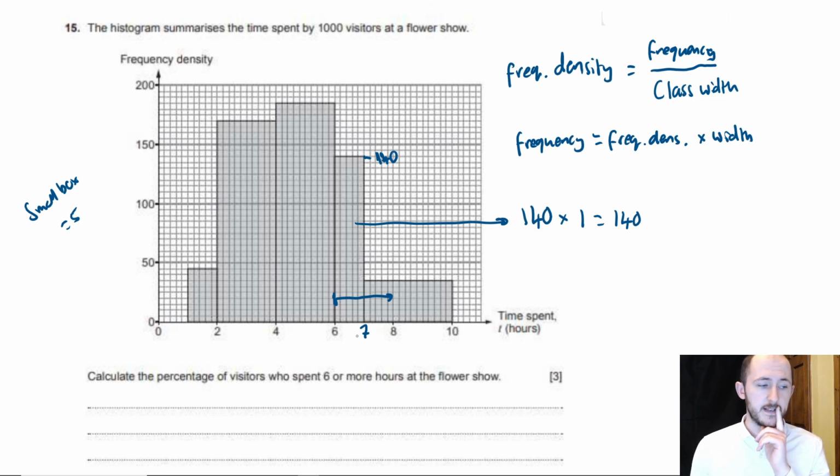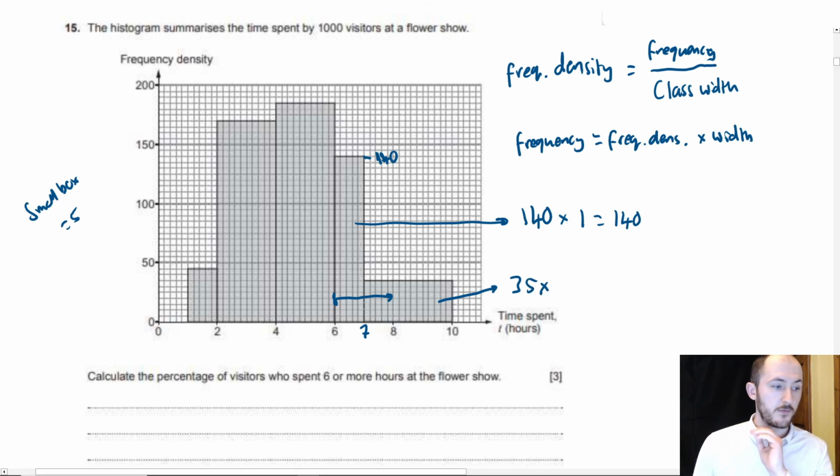Again, stop me the second it doesn't make any sense. With this next bar, what's the frequency density? Well, let's read it off. So again, each small square is 5. So we have 50, we have 45, 40, 35. Absolutely, Evie, I can. So that's 35 times. And if you look at the width of this bar, it goes from 7 to 10. So that's a width of 3. Okay? And that would be 105.